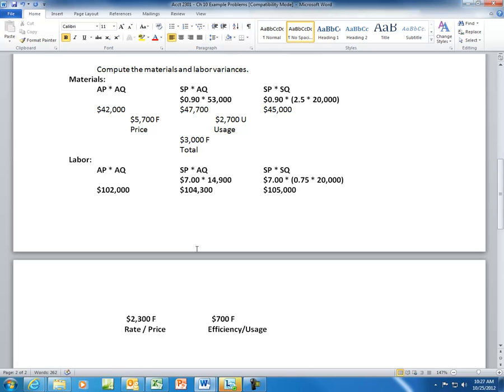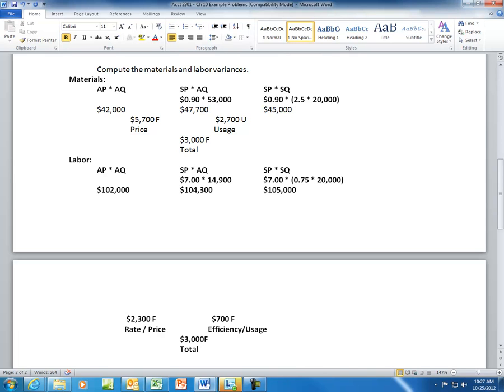And then last, we could calculate the total variance. To calculate the total variance, you can either take the difference in the two far outside columns, so the difference in the 102 and the 105, or you can also add together the price variance and the usage variance. Either way, obviously that's a $3,000 difference. If you add 2,300 and 700 together, that gives you 3,000. They're both favorable, so you're adding together two favorable variances to come up with a $3,000 favorable total labor variance.